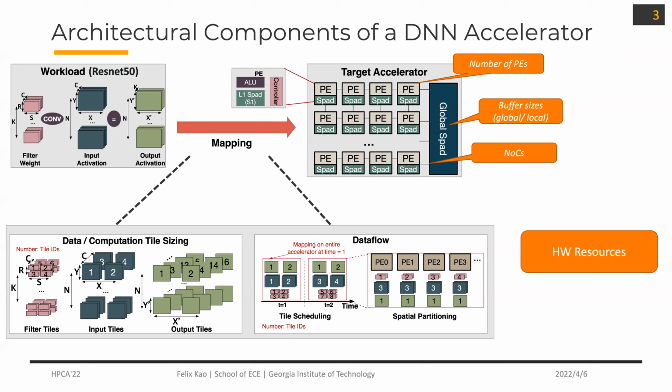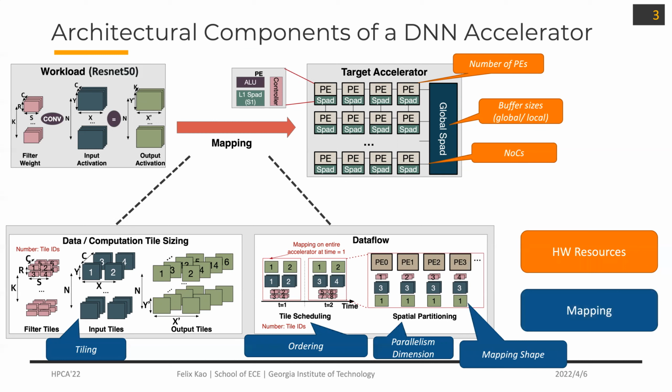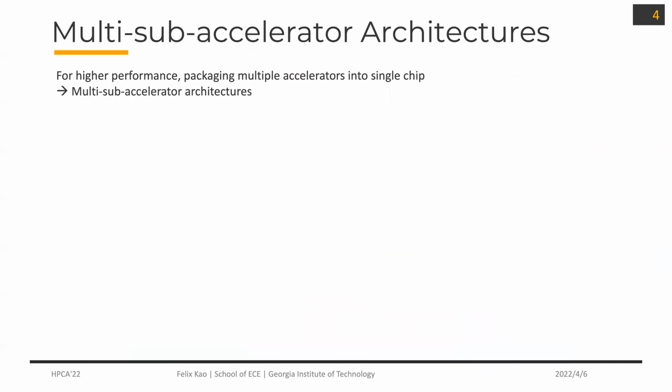Also, we have mapping, which tells how the DNN workload is mapped onto the accelerator. It includes several components. For example, each decision of tiling, compute ordering, parallelism dimension, and mapping shape will together affect the efficiency of the DNN accelerator. These four formulate the mapping space of a DNN accelerator. Now we have described the architecture of a single chiplet DNN accelerator. Let's look at what a multiple chiplet DNN accelerator looks like.